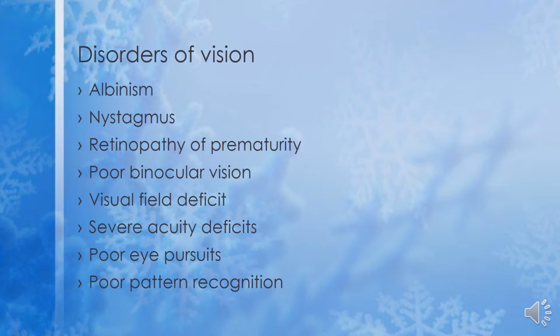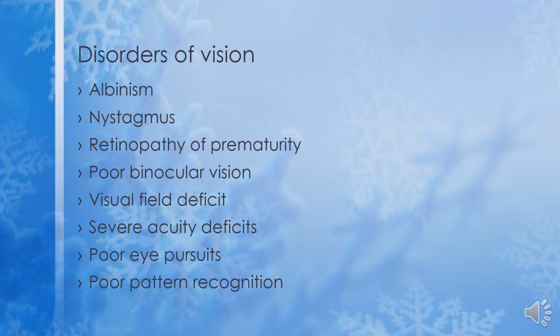What happens is that because their retina is still immature and exposed to light before it's supposed to be, there tends to be an overgrowth of blood vessels on the retina, which can cause the retina to bleed and detach, which can cause visual impairment and also blindness.